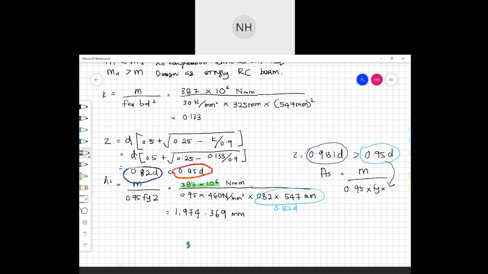Darab 10 kuasa 6 tu sebenarnya maksud dia adalah 387 darab 1000 000, bila 10 kuasa 6 ni maksudnya ada 6 kosong. Lepas tu bila dah keluar benda ni baru you bahagi semua ni, make sure dalam kurungan so that dia bahagi semua. Dia bukan bahagi 0.95 tapi dia darab 460.